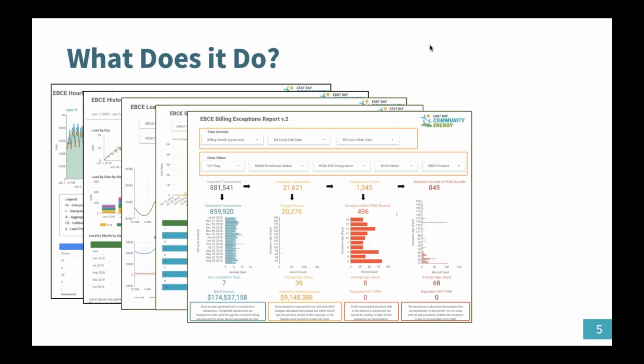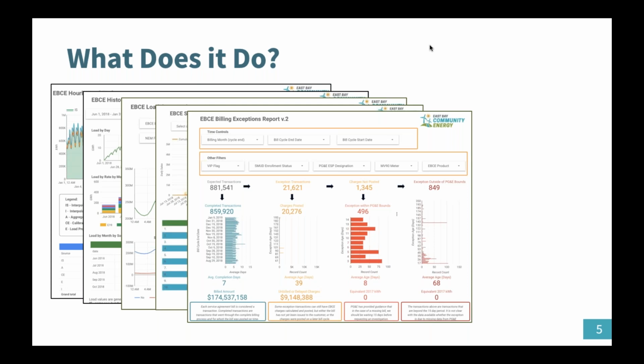This other type of shadow reporting that we've done, this is the billing transactions, where we're basically looking at every single billing transaction between us and PG&E and figuring out where they fall out. So this particular snapshot showed that at that point in time, we were on our 881,000th transaction, of which 859,000 were perfectly clear, and it took about 7 days between the time the cycle closed and the transaction to be completed.